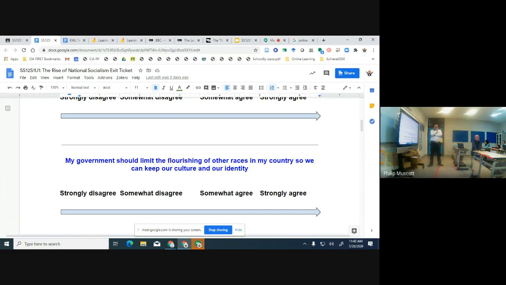It's okay if they come in and stay in Cambodia, but the government should create or establish a law, I mean, a policy for them to follow. Yeah, but then look at the question: my government should limit the flourishing of other races in my country so we can keep our cultural identity. Now you're losing your identity. It doesn't take a lot of intelligence to realise that the Cambodian identity is being replaced by the Chinese identity. Are you happy with that?